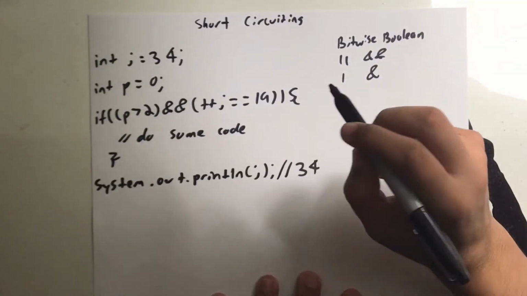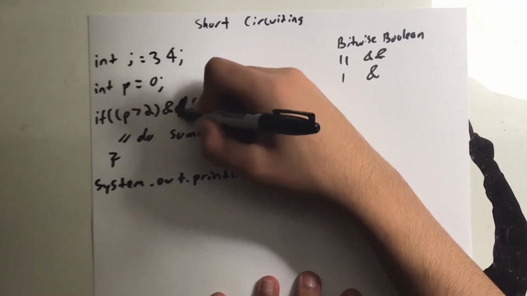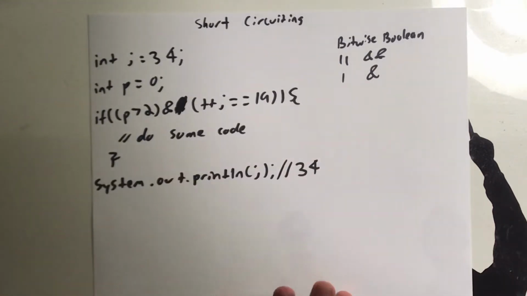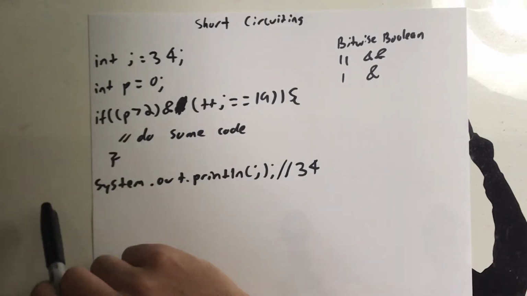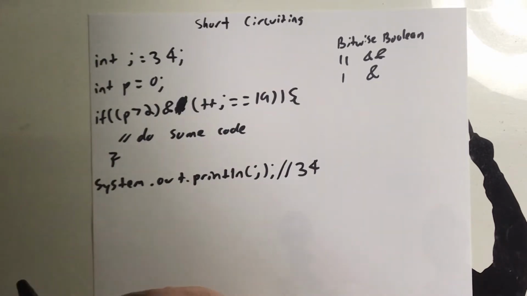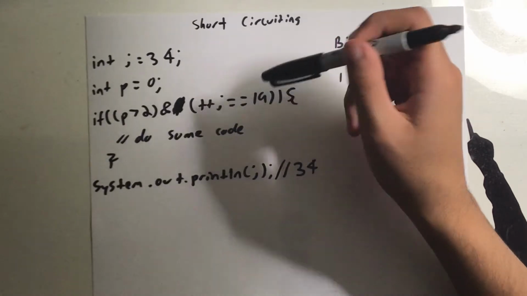So let's say we use bitwise Boolean, right? So let's only use 1 ampersand. Using only 1 ampersand, the whole thing still works, okay? So let's do it again. If P is greater than 2, is 0 greater than 2? False, right? This time, you don't short circuit. You keep on going. Plus plus j equals to 19.